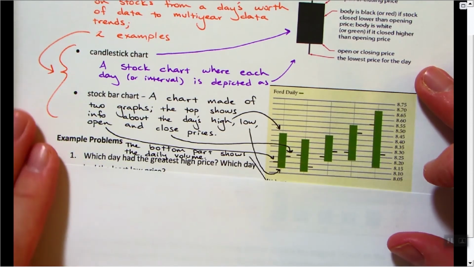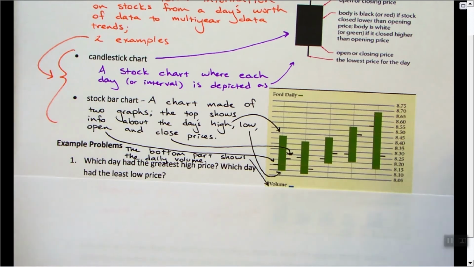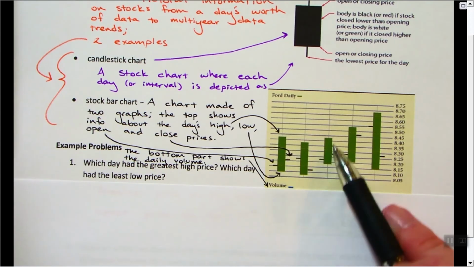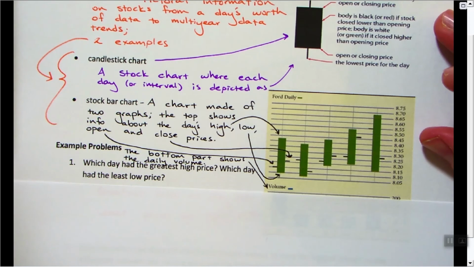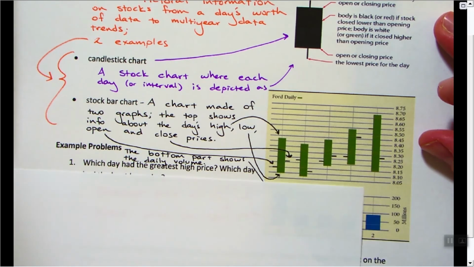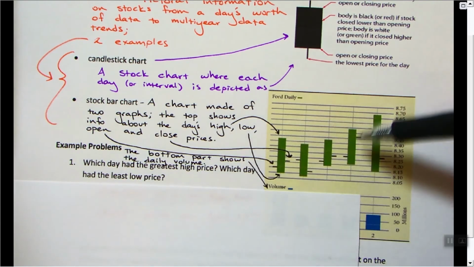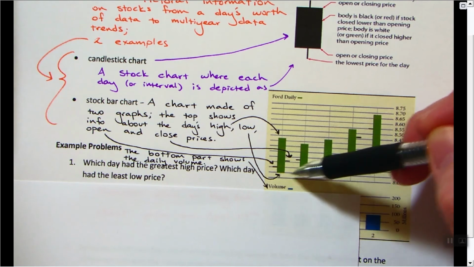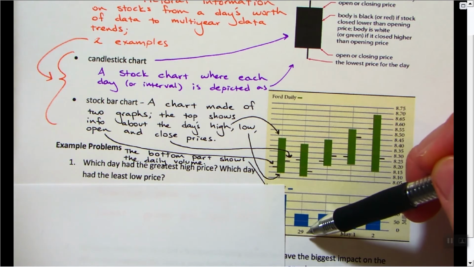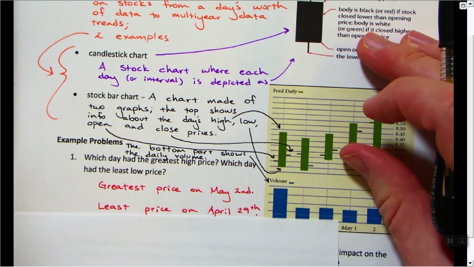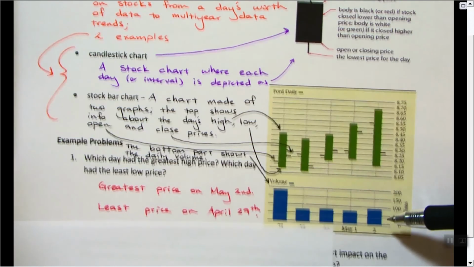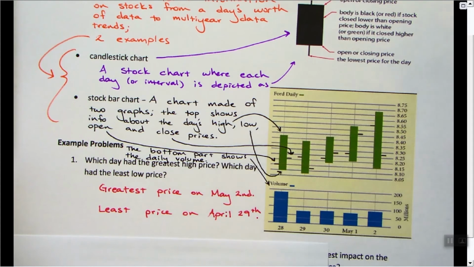Okay, so next question we could ask, and this is about the stock bar chart, this one right here. Which day had the greatest high price? Well, the high prices are all these bars, and so the highest high price happened on the very last day, which was May 2nd. Okay, which day had the least low price? Well, the lowest price is down here, which happened on April 29th. So the greatest price was on May 2nd, and the least price was on April 29th.